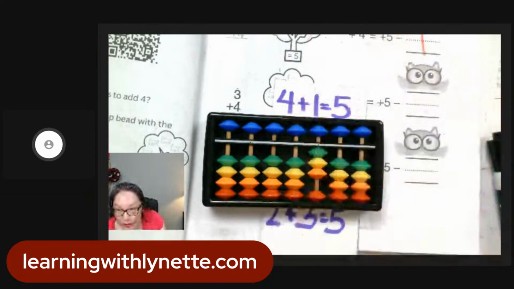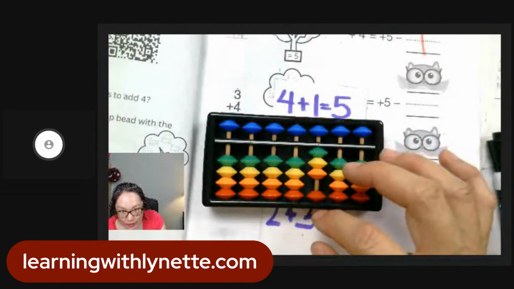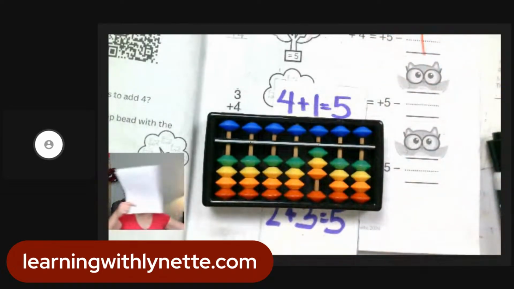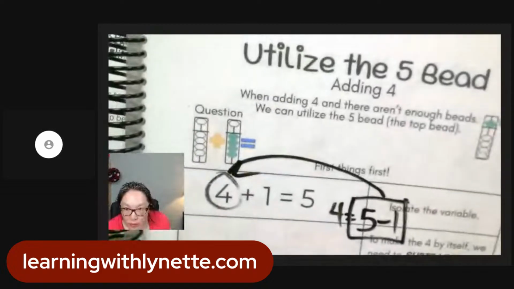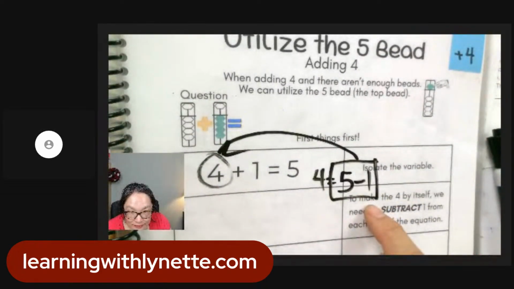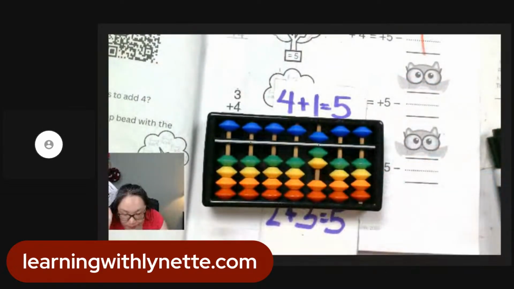Notice we're going to add the 4. There's not enough beads to add the 4. So what are we going to do? We are going to plus the 4 is equal to plus the 5 minus the 1. So what are we going to do? We're going to plus the 5 and we're going to take away the 1. Our final answer is 7.